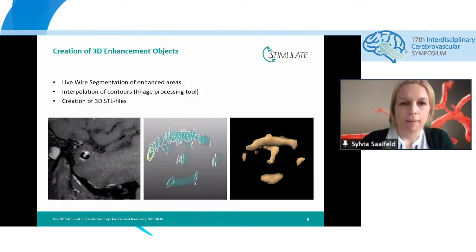And we used then an image processing tool like MevisLab, and I created a little in-house solution where we could interpolate missing slices in between. And based on these slices, I could create a 3D object, and this 3D object was then converted to an STL file. And for the segmentation, we applied a live wire segmentation algorithm.